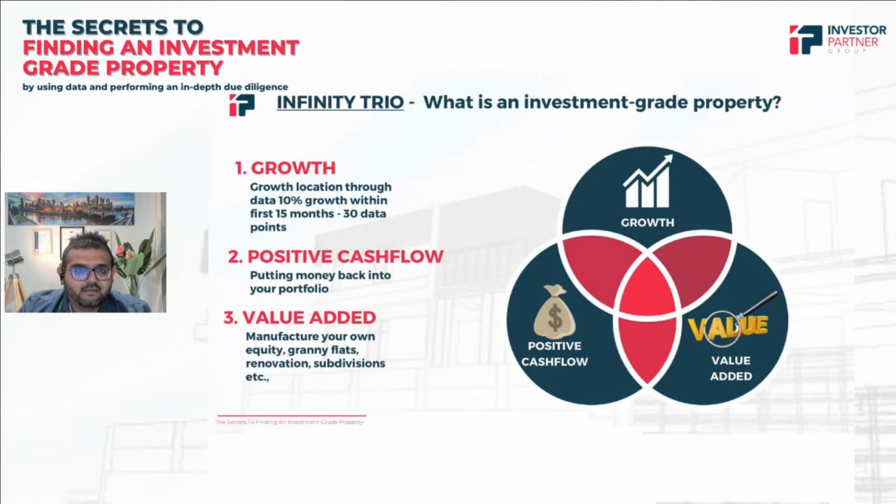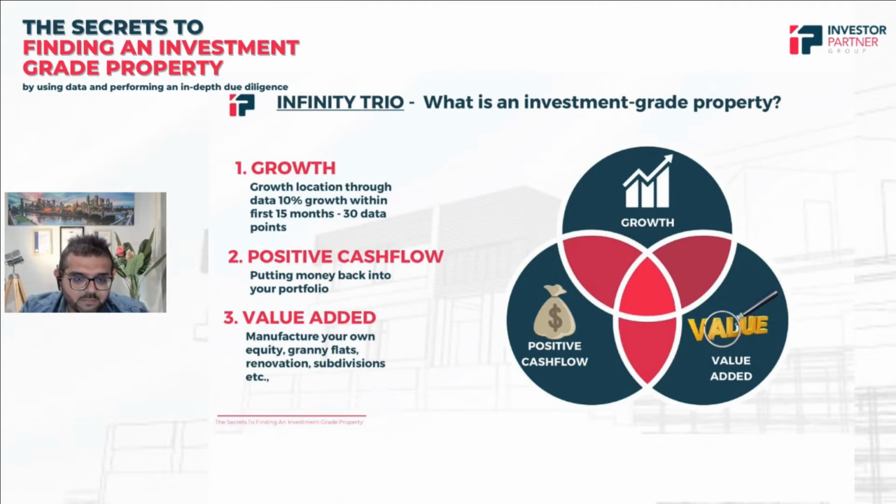Now, defining an investment grade property. An investment grade property should always have three things in them. Okay, and that's why I define it as an infinity trio. What are those three things? So the trio, or the three things, are these. The property that you are going to acquire needs to always be in a growth suburb.